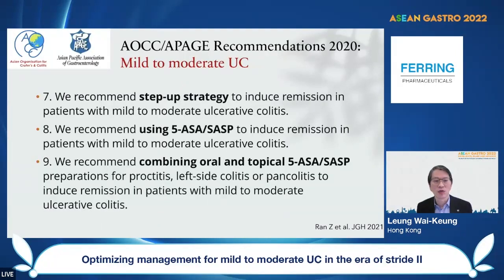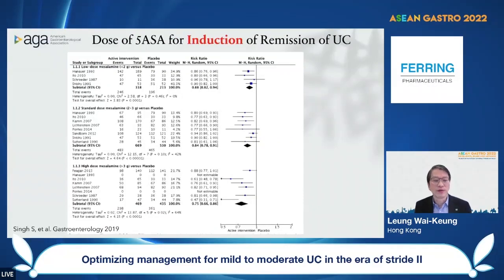So in the AOCC or APAGE recommendations published 2 years ago, when treating mild to moderate UC, they still recommend a step-up strategy to induce remission by using 5-ASA or even sulfasalazine. And for particular patients with proctitis or left-sided colitis, they recommend a combination of oral and topical treatment together, particularly 5-ASA and sulfasalazine. So this is an AGA review published 3 years ago in Gastroenterology. They look at different doses of 5-ASA used in the induction of remission of ulcerative colitis.